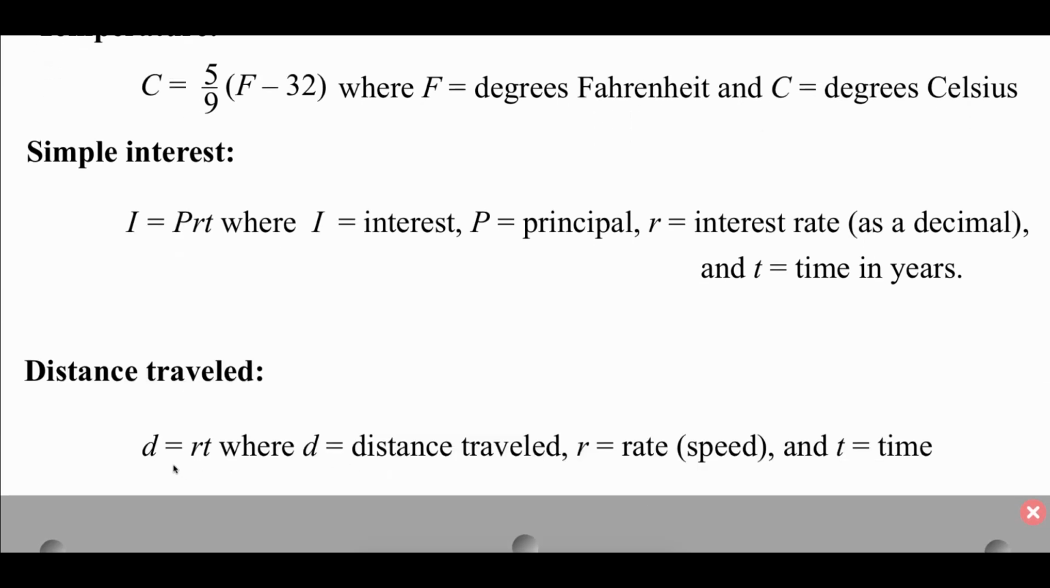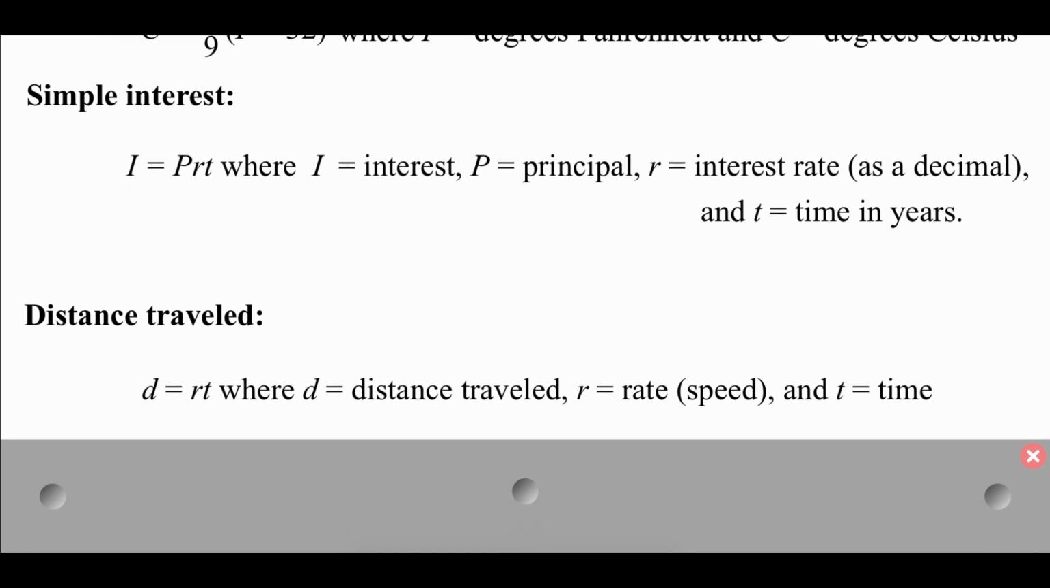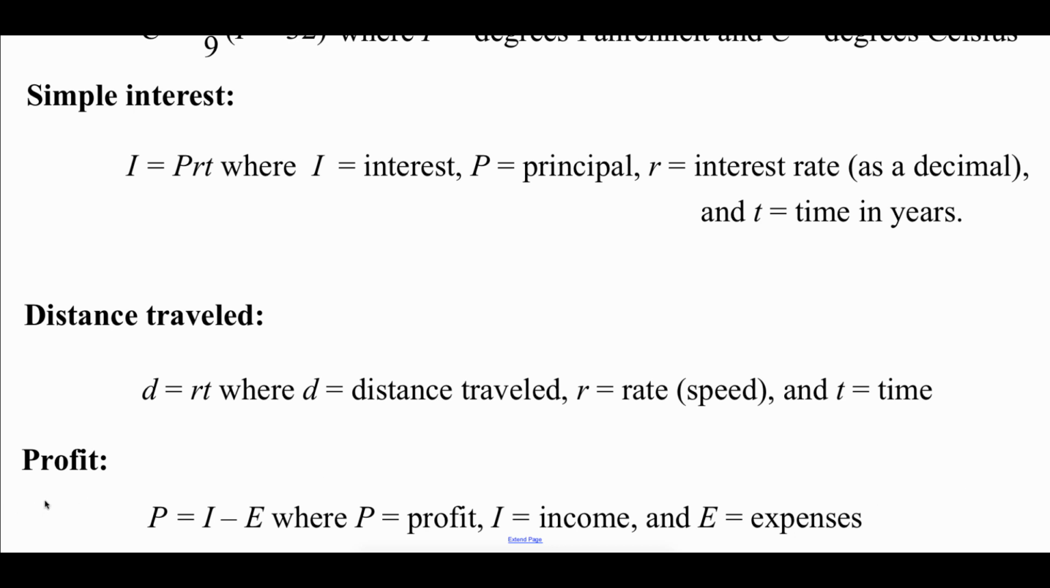The next one we've got is for distance traveled, and it says D equals R times T. D stands for the distance traveled, R stands for your rate or your speed, and T stands for your time. And then the last one we've got is profit. So we've got P equals I minus E. P stands for the profit amount, I stands for your income, the amount of money that you're bringing in, and E stands for your expenses, so the amount of money that you're spending.